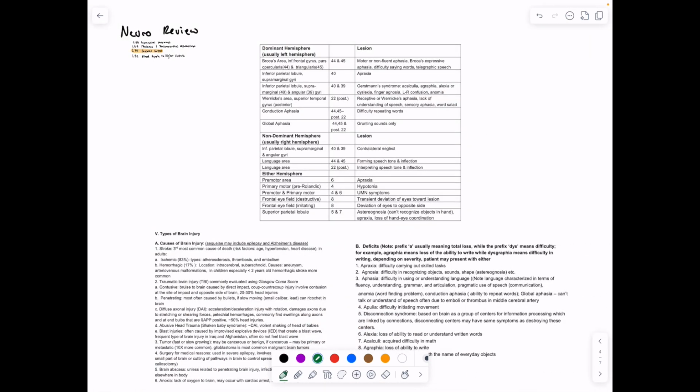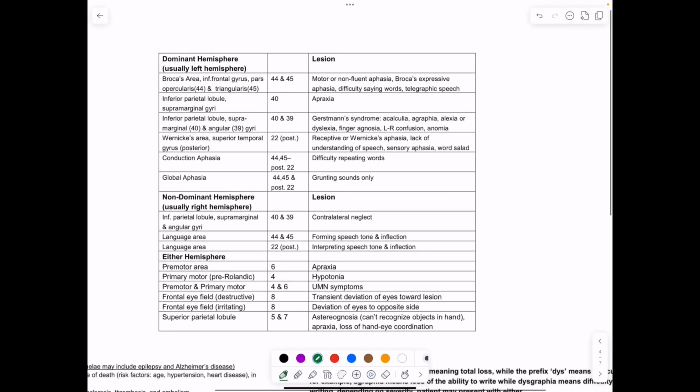Then we were given just a huge mess of terms, and so I guess we'll try and read them, separating things that are dominant versus non-dominant lesions. So Broca's area, if you damage that, you're going to have basically issues with motor or non-fluent aphasia, so difficulty talking.